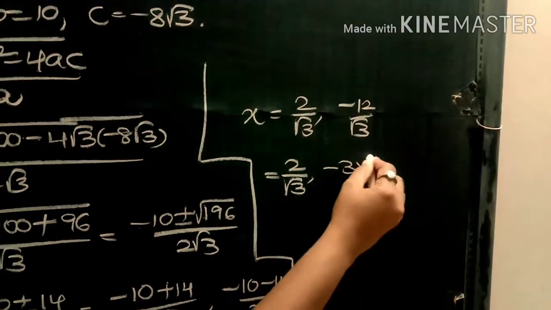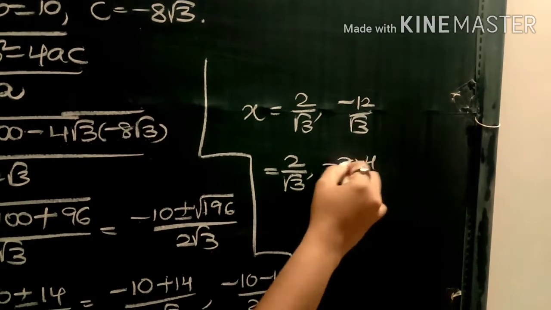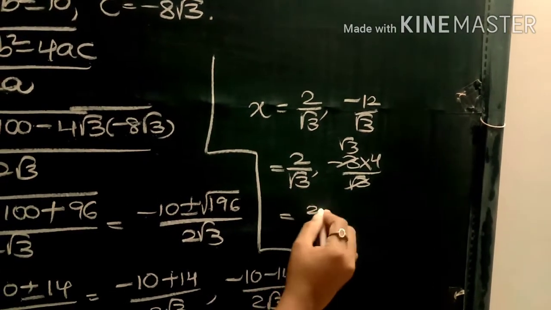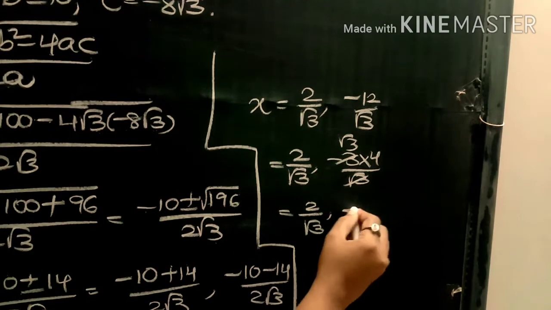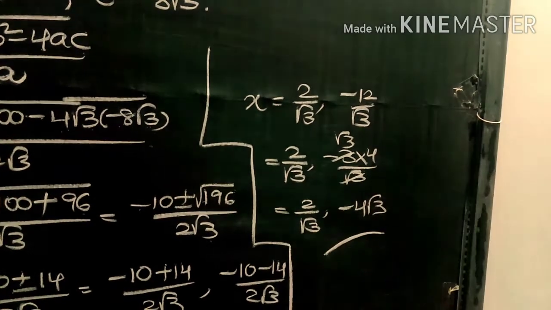Minus 12 means that is 3 into 4 by root 3. Now it is cancelled by root 3 times. So the roots are 2 by root 3 comma minus 4 root 3. That's all.